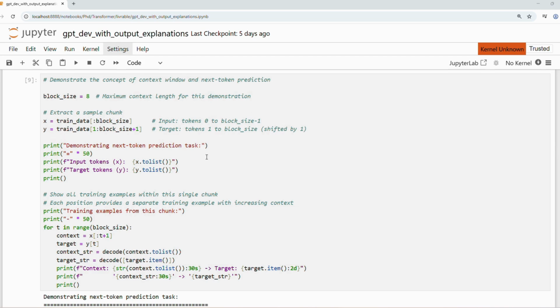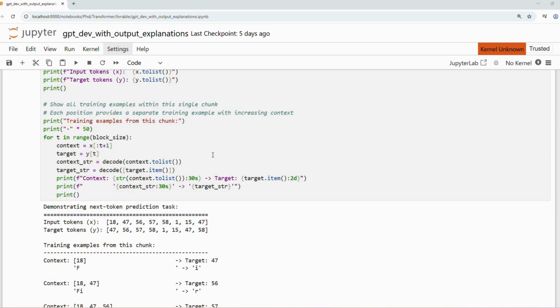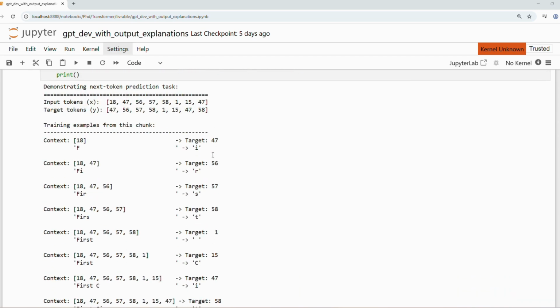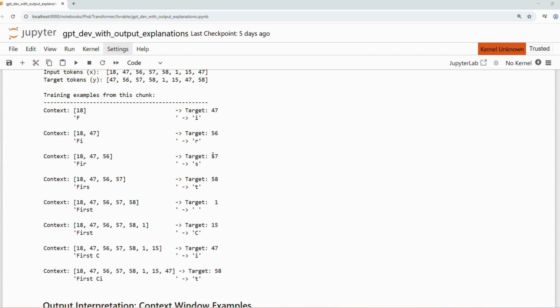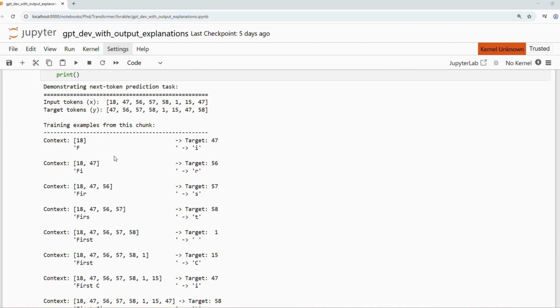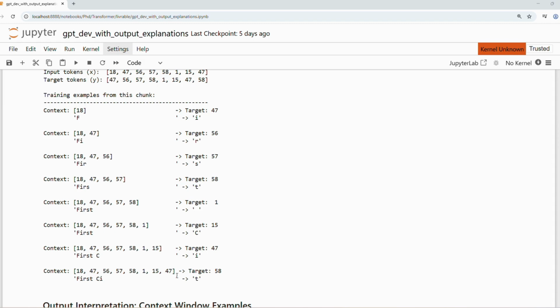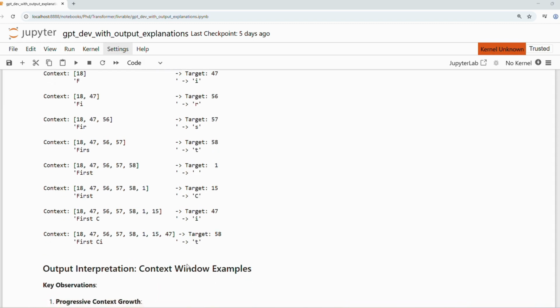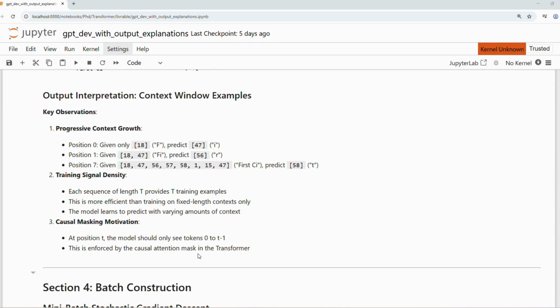A single training chunk of length 8 actually contains 8 separate training examples, one for each position. At position 0, the model sees only one token and must predict the next. At position 1, it sees 2 tokens and predicts the third, and so on. This progressive context growth is fundamental to how autoregressive models learn. They must be good at prediction regardless of how much context they have.